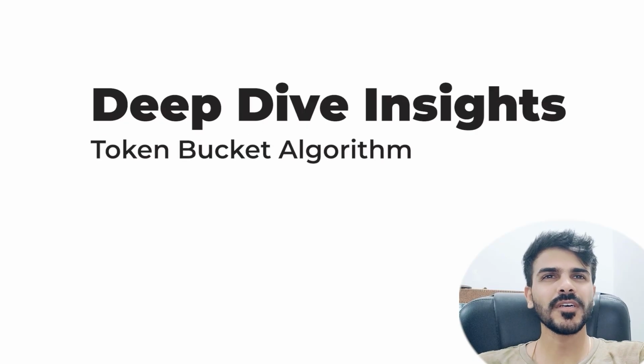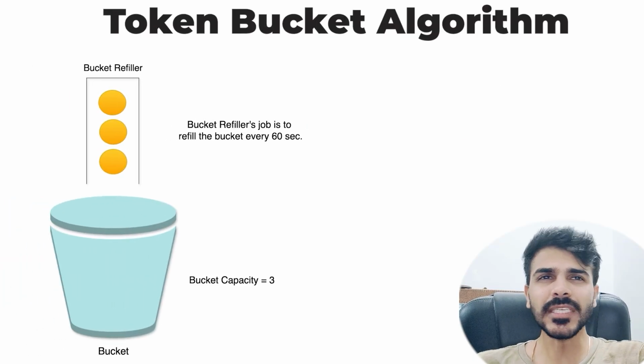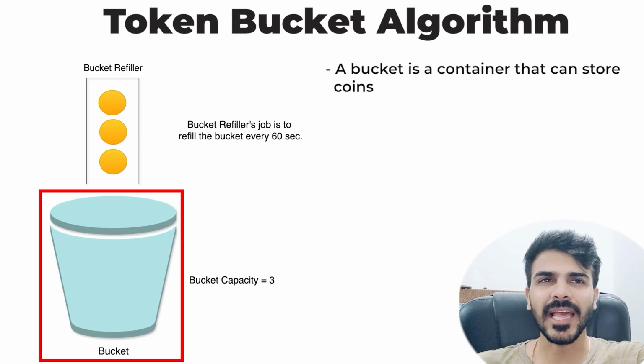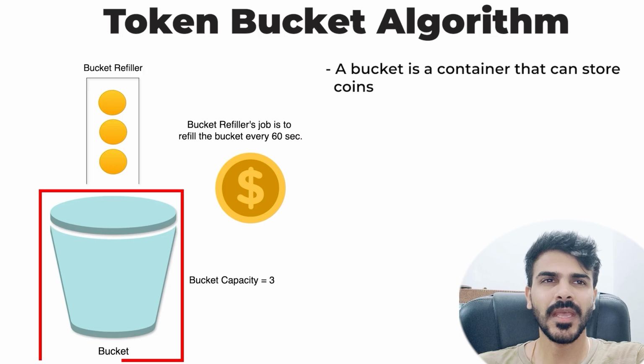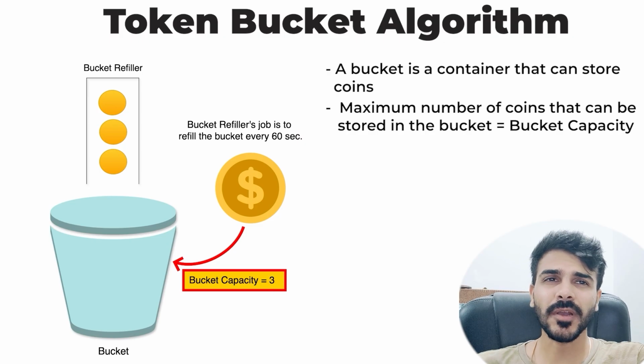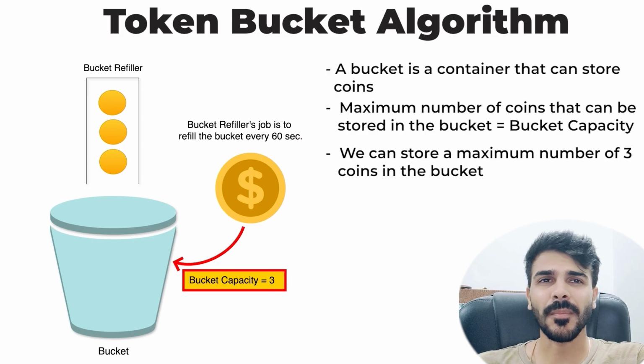Let us now move to our first algorithm for rate limiting, which is called the token bucket algorithm. The token bucket algorithm is very simple and very intuitive to understand. There are only a couple of things involved here conceptually. First is a bucket. What is a bucket? You can think of a bucket as a container that can help us store coins. And the maximum number of coins that you can store in a bucket is given by the bucket capacity. So if the bucket capacity is 3, we can store a maximum of 3 coins in the bucket.